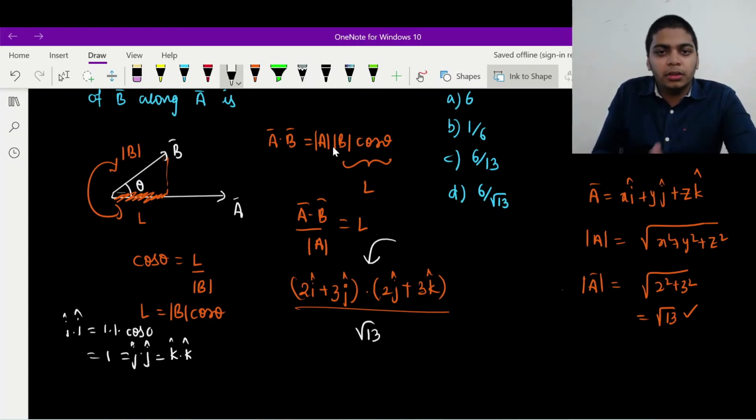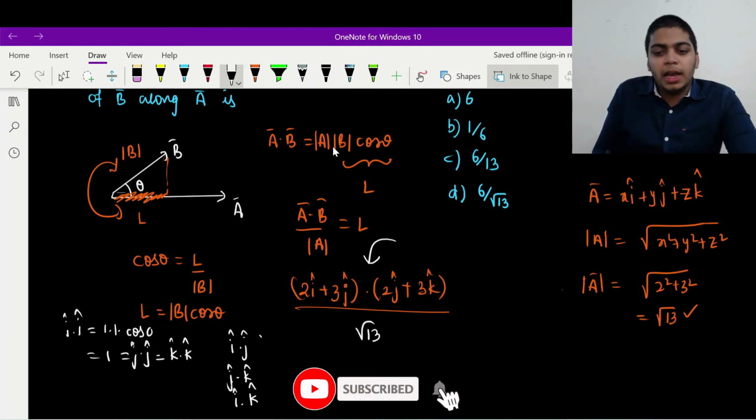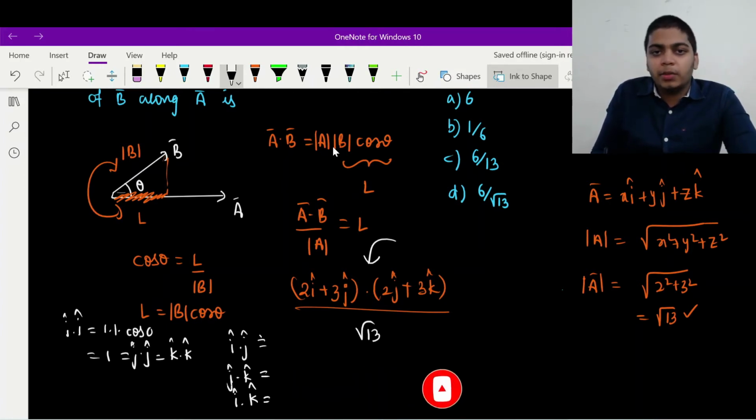And if you come across i dot j, or j dot k, or i dot k, in any of these cases the angle between these unit vectors is always 90, and cos 90 turns out to be 0. So 1 into 1 into 0 is 0, and here it is 0, and here it is 0.